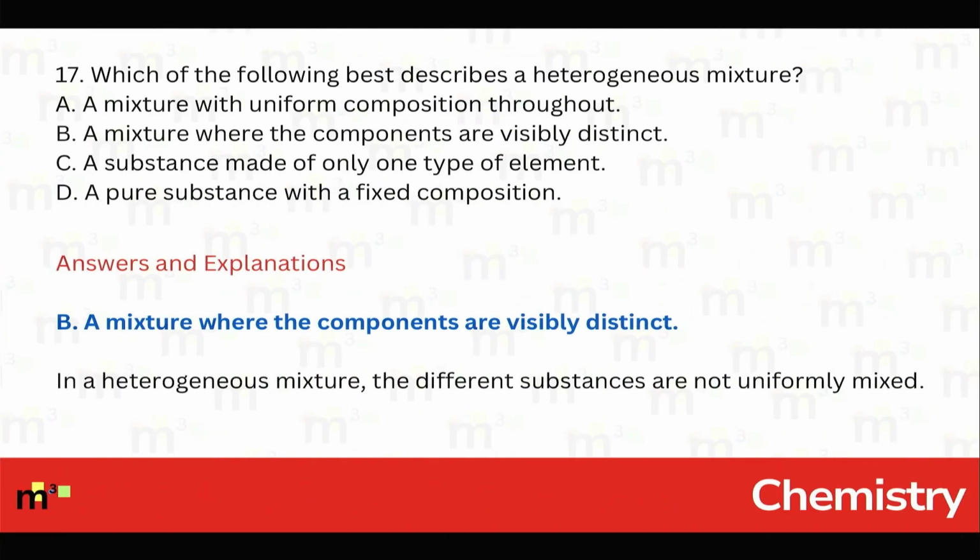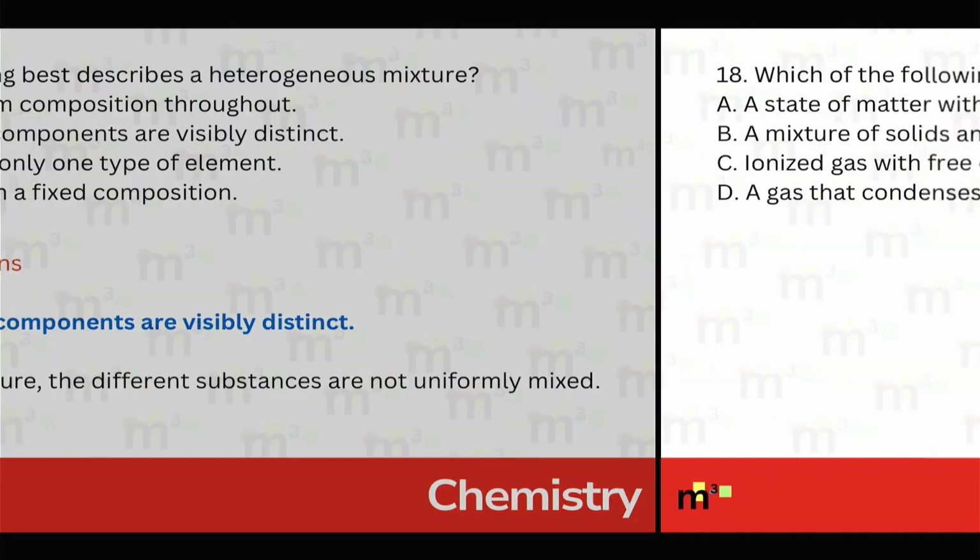In a heterogeneous mixture, the substances are not evenly mixed, and different components are identifiable, like in trail mix or sand and water. Homogeneous mixtures like salt water are uniform in composition.